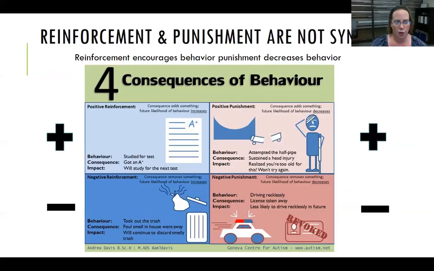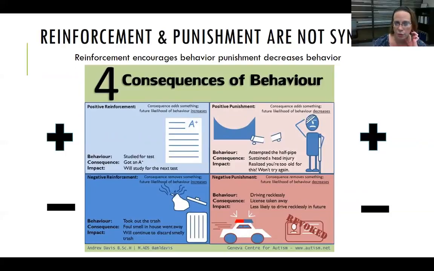Okay, so in my little chart here, I have my positives and my negatives. Positive reinforcement and positive punishment both add something, so they're positives, right? That's the first question that you want to ask: is it positive or negative? Is something being added or something being taken away? Added is positive; negative is when something's going away.